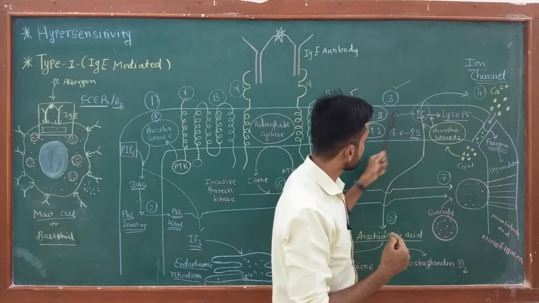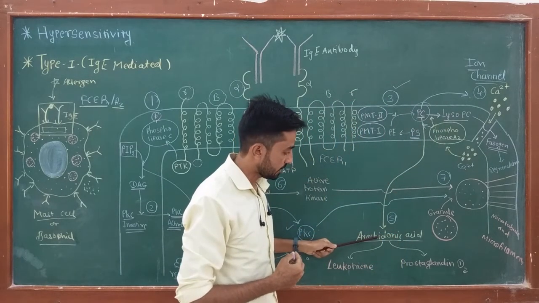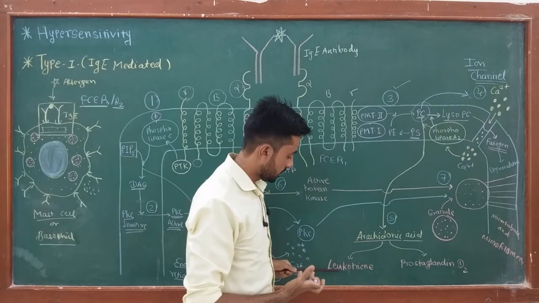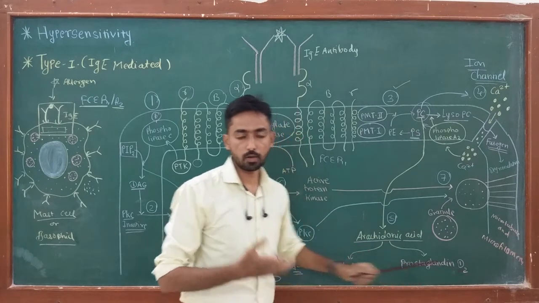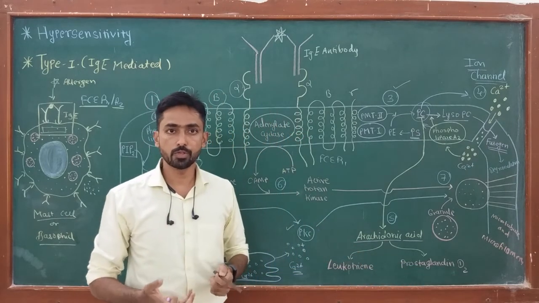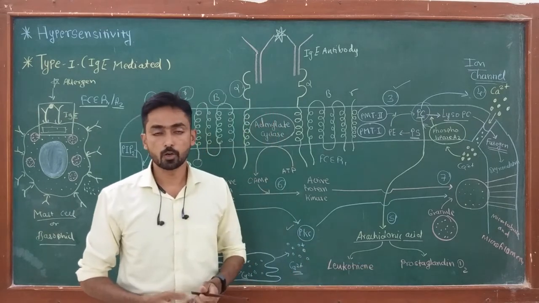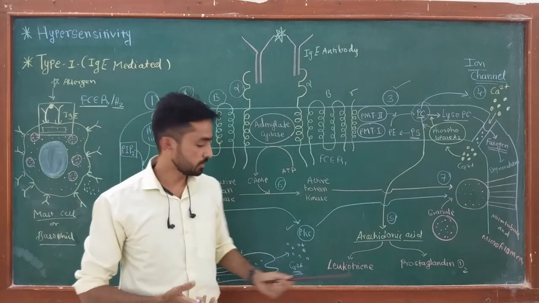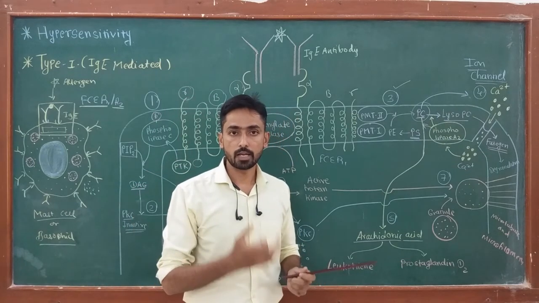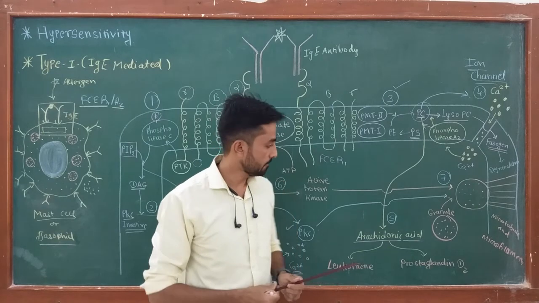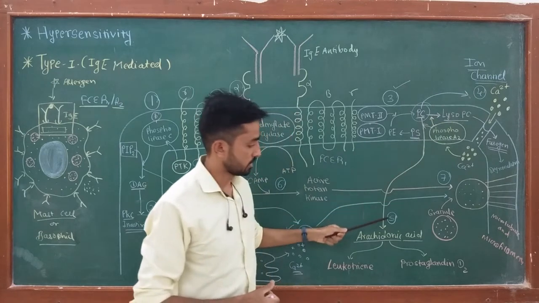Another product produced in reaction number 3 is arachidonic acid, and this arachidonic acid immediately splits into leukotrienes and prostaglandin D2. I explained in my previous video that leukotrienes and prostaglandin D2 are the active mediators of type 1 hypersensitivity. That means these chemicals help in the type 1 hypersensitivity reaction. Okay, so this is all about reaction number 3, reaction number 4 and reaction number 5.